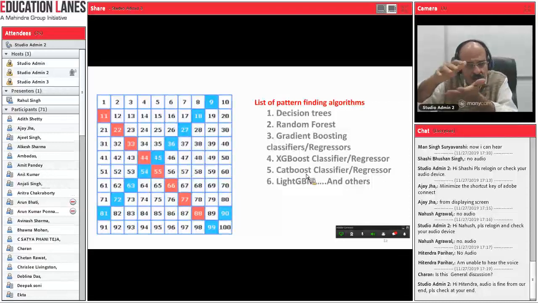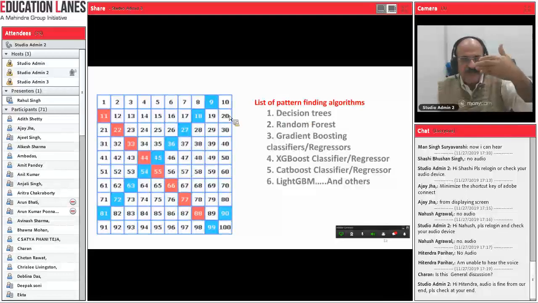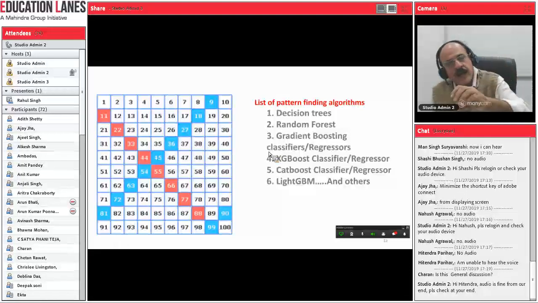Studying these algorithms, how patterns are found out, and how using a particular algorithm and a particular data set I develop a model, that is the subject of machine learning. The subject of machine learning is to understand first conceptually how a pattern finding algorithm works, not mathematically, just conceptually, just as I explained to you, and then use it practically on a data set and build a model. So that is the subject of machine learning.